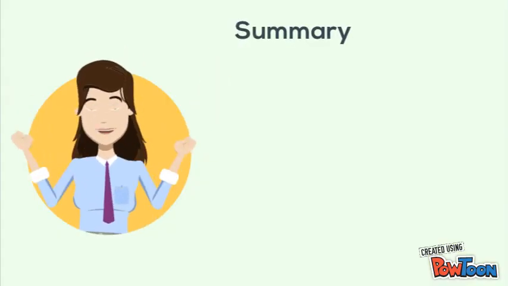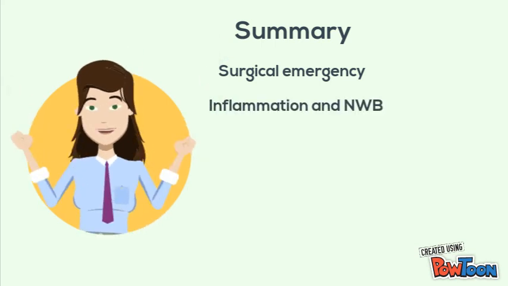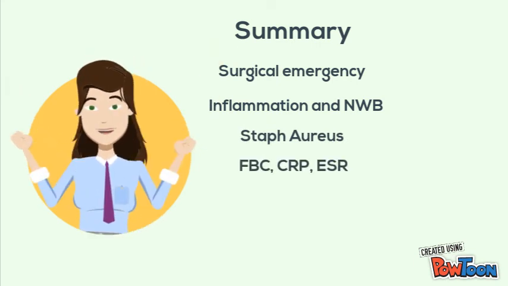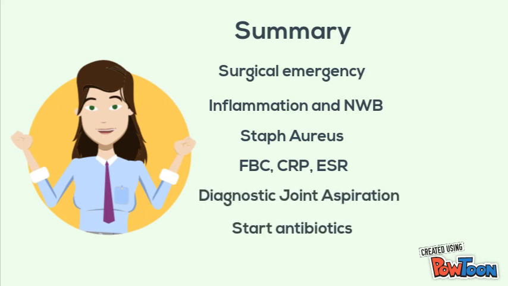In summary, septic arthritis is a surgical emergency. Patients present with an inflamed and non-weight-bearing joint. The most common causative agent is Staph aureus. Always do an FBC, CRP, and ESR in addition to your diagnostic joint aspirate. Start antibiotics and send for a washout as soon as possible.